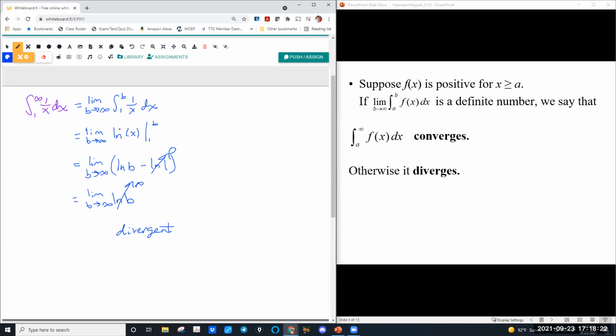So the way you'll identify a divergent integral is if you go to calculate it, and when you go to calculate the limit, it either does not exist or goes to infinity, it's automatically divergent. Questions about this example or the idea of convergence and divergence?